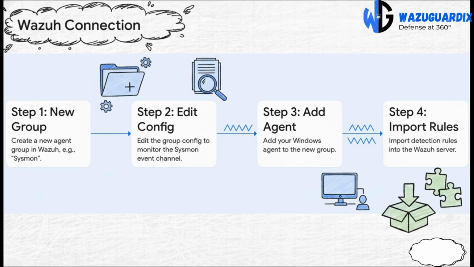First, you create a new group. We'll just call it Sysmon. Then you edit that group's config file to tell it where to look for the Sysmon logs. After that, you just assign your Windows machine to that new group. And finally, you import the rules that are going to actually generate alerts from all this awesome new data.